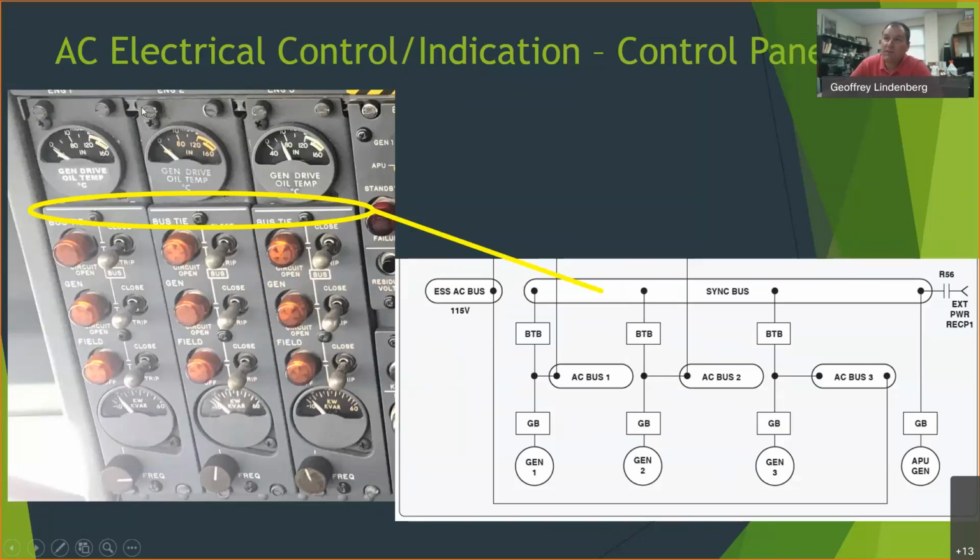The other thing you have here too, and these would be on ICAS, is you can see generator drive oil temp. The generators themselves, and specifically what's called constant speed drive, when we get to generation, we'll talk about that, use oil for lubrication, cooling, and as a hydrostatic system. And you have to monitor the temperature. You don't want that overheated. In fact, there's cooling systems on the engines that keep that cool.